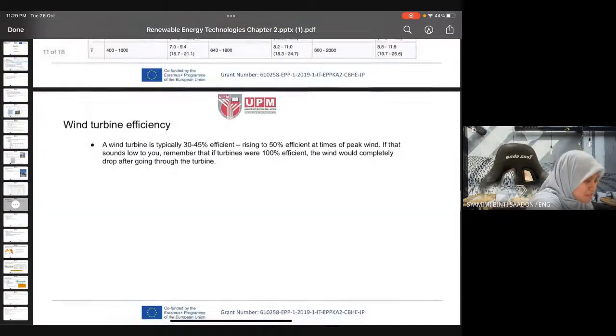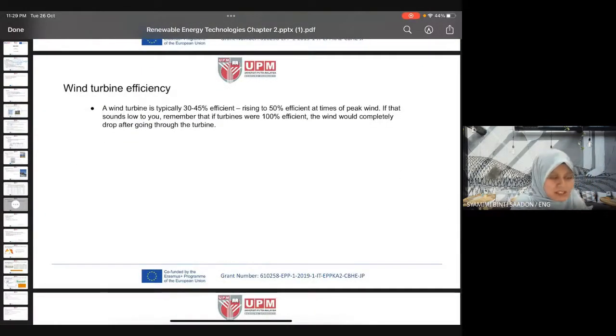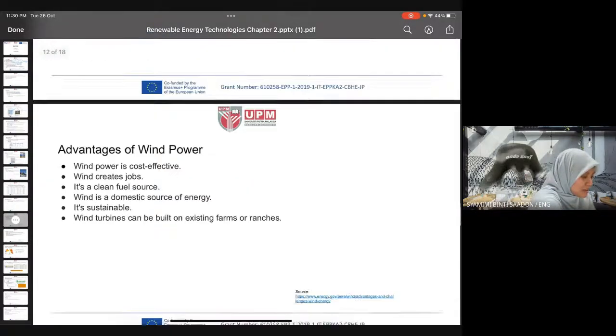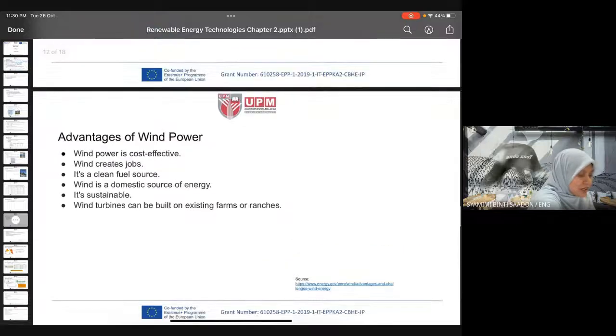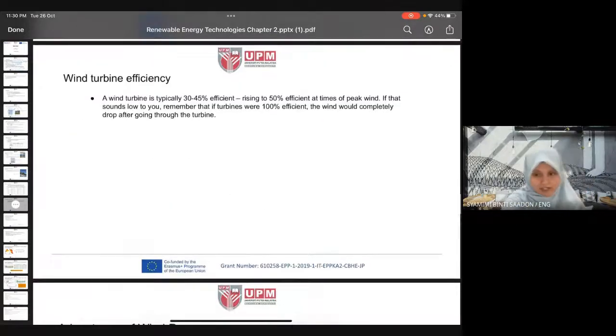Wind turbine efficiency. A wind turbine is typically around 30 to 45% efficient. Not bad, not bad. Rising to 50% efficient at times of peak wind. So it can go up to 50%, and 50% is already good enough. Later on, I have an example exercise where we see how we calculate the wind turbine efficiency.